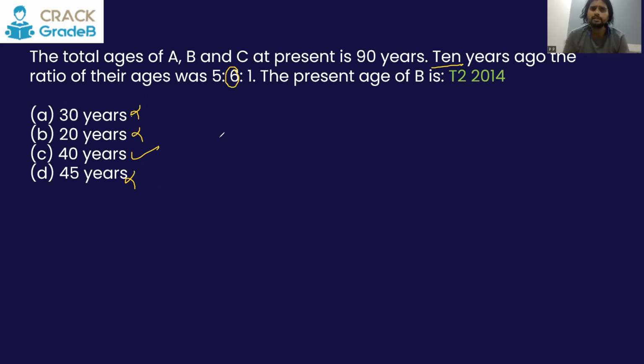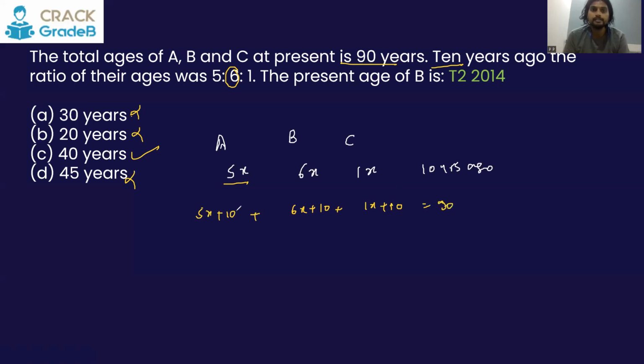But we'll solve it also by the normal method. We'll say A, B and C. The ratio is 5:6:1, meaning A is 5x, B is 6x, C is 1x. But that is 10 years ago. That means the present age of A will be 5x plus 10, B will be 6x plus 10, C will be 1x plus 10. And the sum of these three present ages is 90. That is 12x will be equal to 60. X will be equal to 5. So if x is 5, B's age is 30.